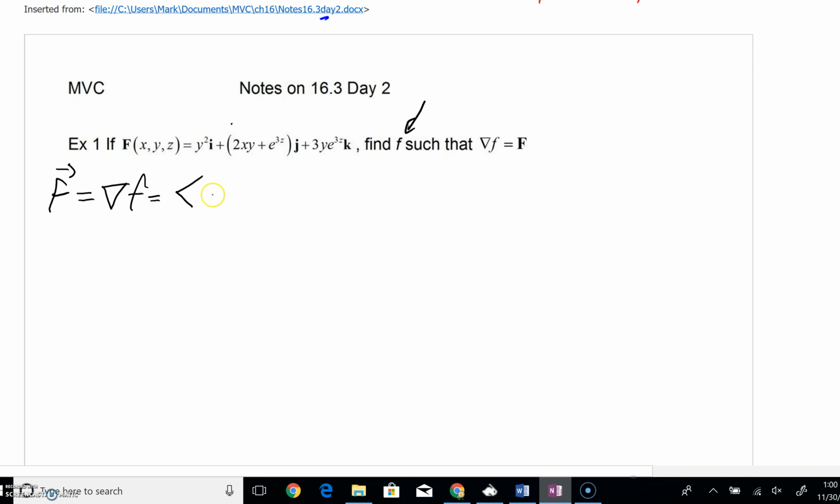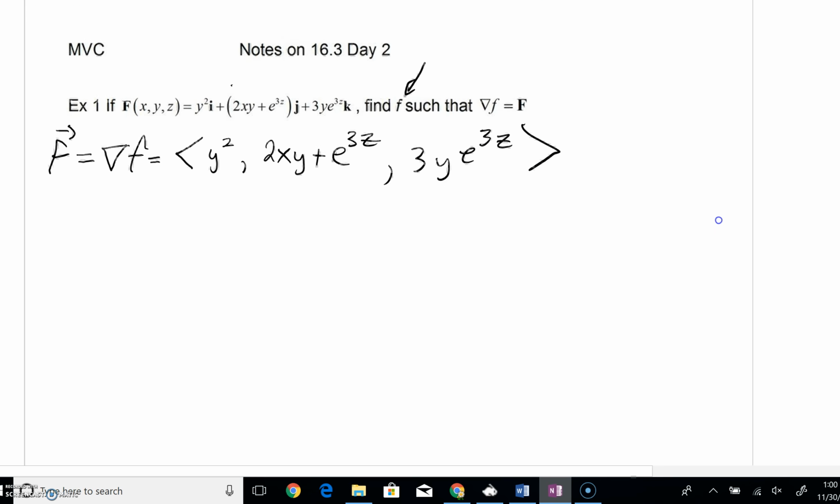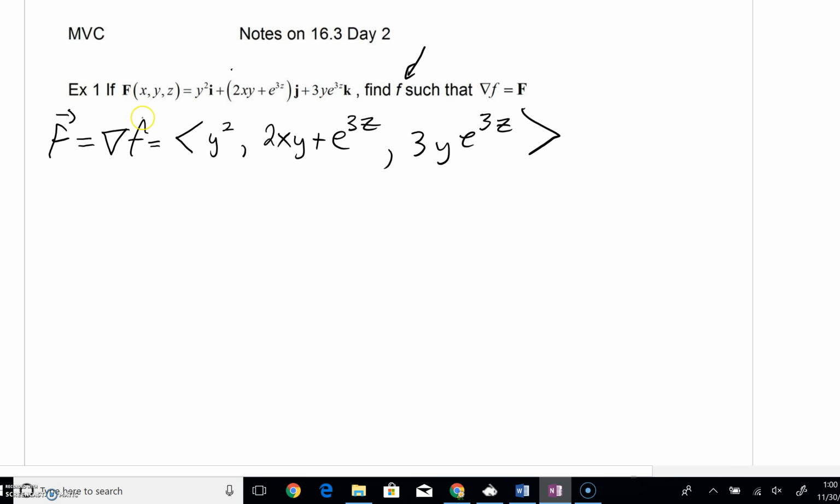And you know what? We could even write it in a shortcut way. Here's y squared. Here's 2xy plus e to the 3z. And then here's our 3y e to the 3z. And my goodness, from here, what is that really saying? It's saying this. Remember what the gradient of f was all about. Wow, we're reviewing a lot of multi-calc today, aren't we?